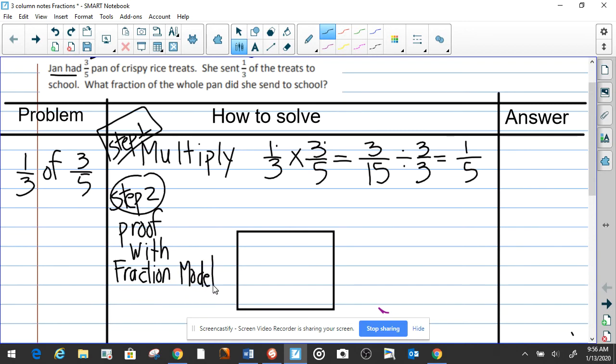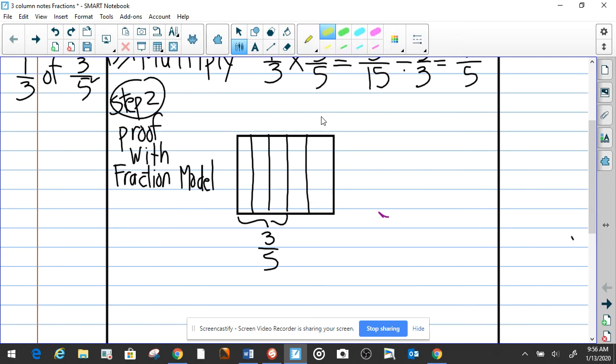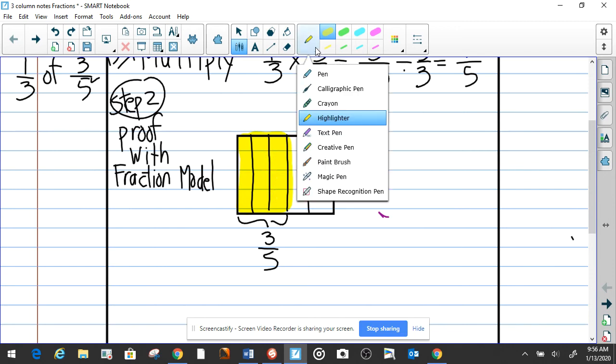Okay, now let's do that. Originally there were 3/5 of it. So we're going to write, the fraction says that we had 5 parts. 1, 2, 3, 4, and 5. And we have 3/5 of it. So we have to show the 3/5. We have to highlight it. This is important, to highlight the 3/5. Okay, and there they are. Those are the 3/5.